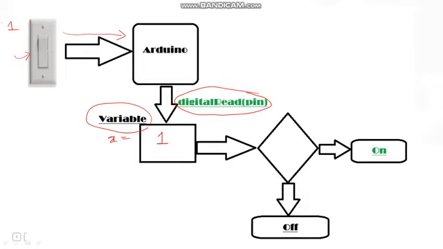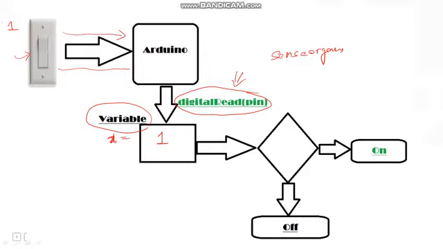As human beings have sense organs, digitalRead serves the same purpose for Arduino. So whenever you press the button, this high value will be sent to the Arduino and it will be stored by the variable, let us say x, or you can give it any name. You can even give my name, Srinivas.